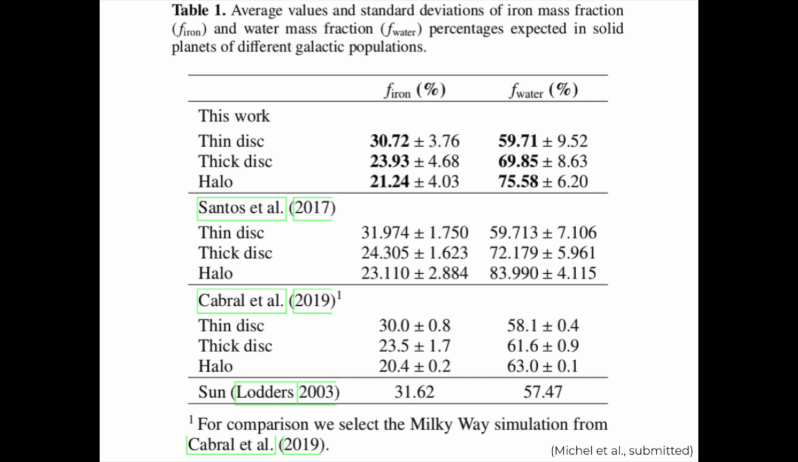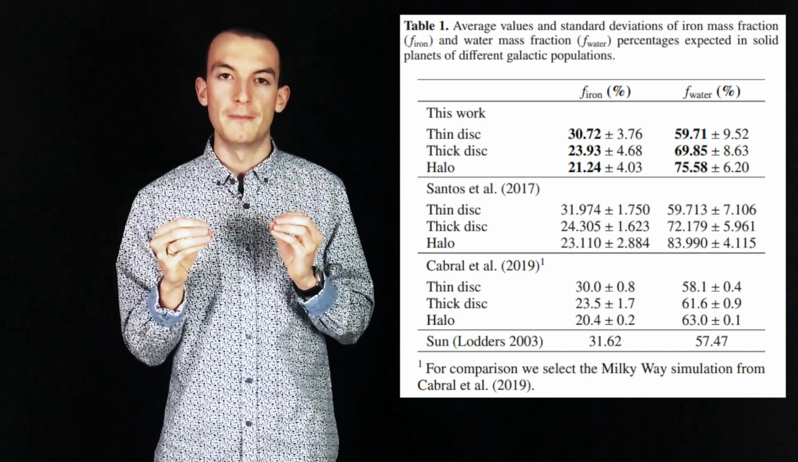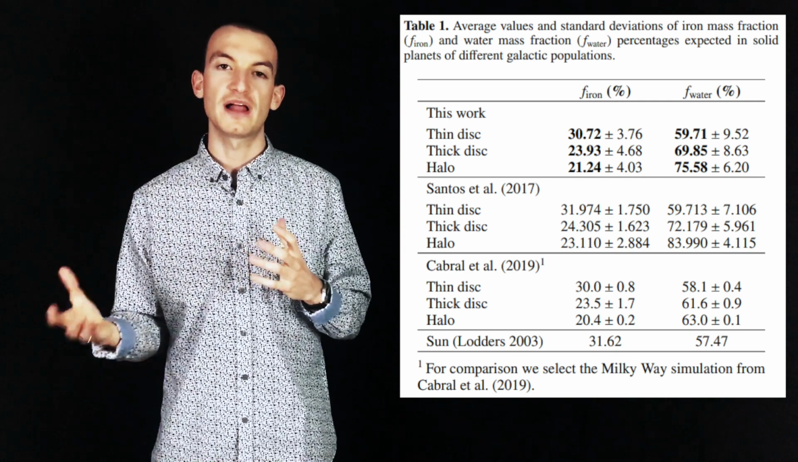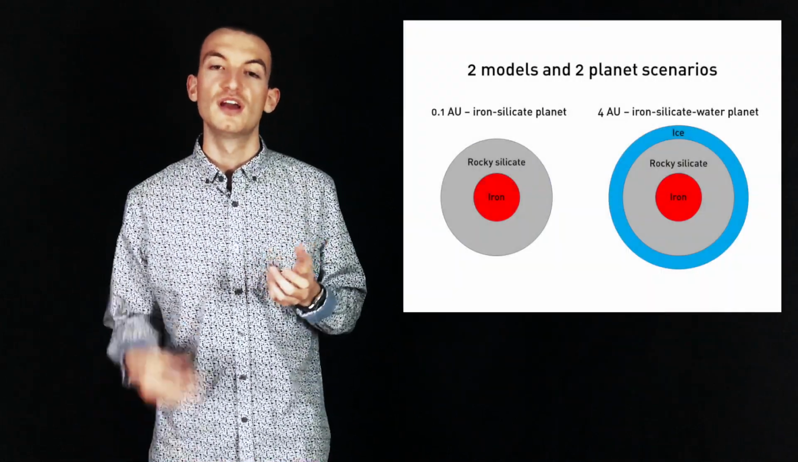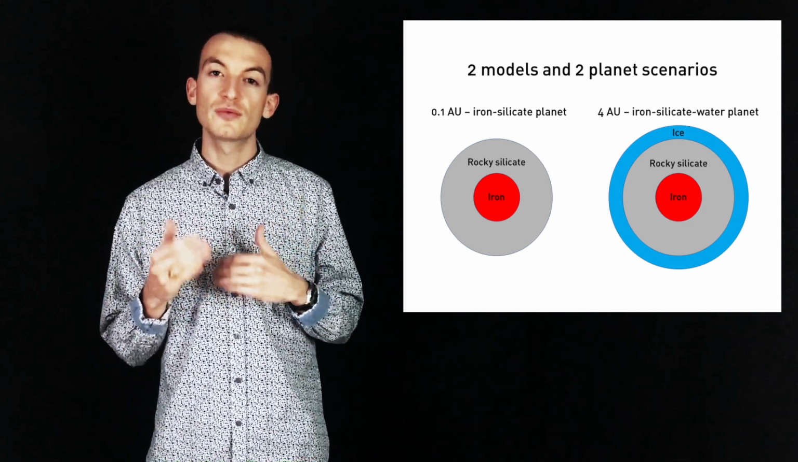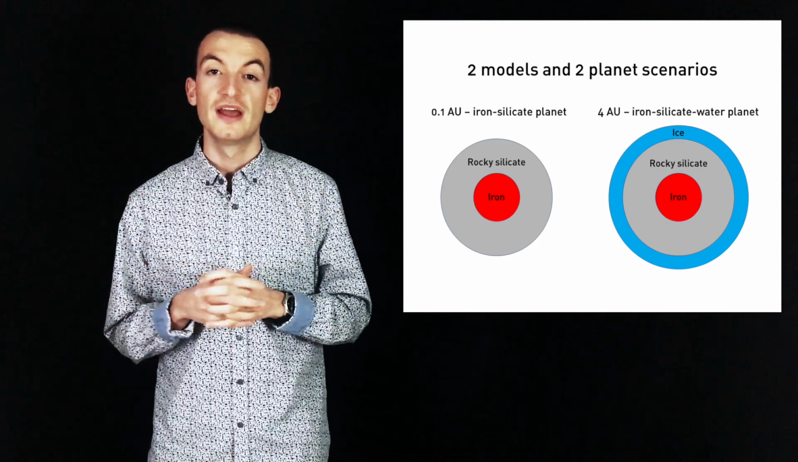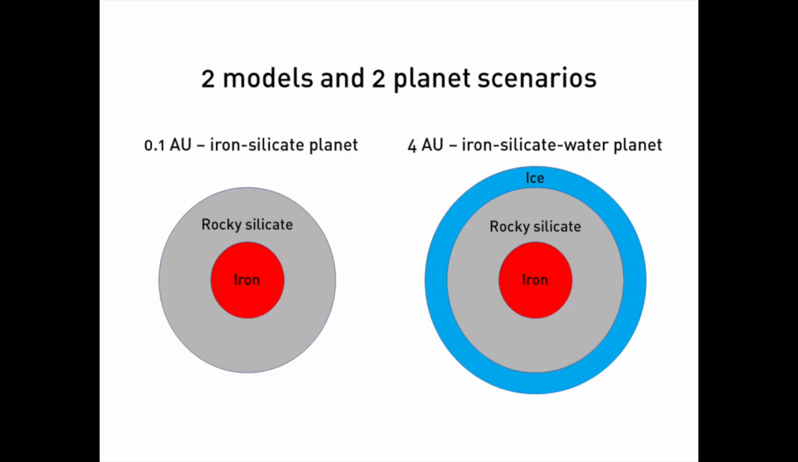In contrast, the water mass fractions for planets around thin disk stars would be 59.7%, but then increasing to 75.58% around halo stars. And so we're looking at how these different compositional variations would impact the planet sizes. So what do we do? We use two models and two planet scenarios. We use two models to confirm the results, validate them, and check that this is not an artifact of a particular model. And then we use two planet scenarios to study one scenario at 0.1 AU, an iron silicate planet.